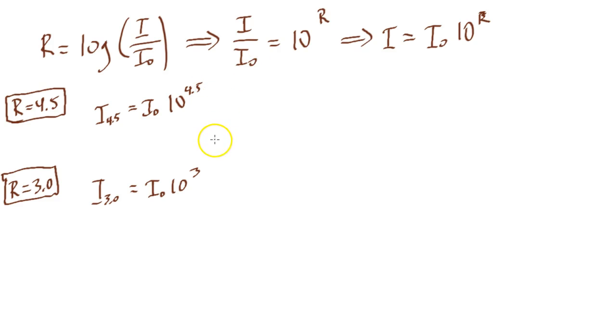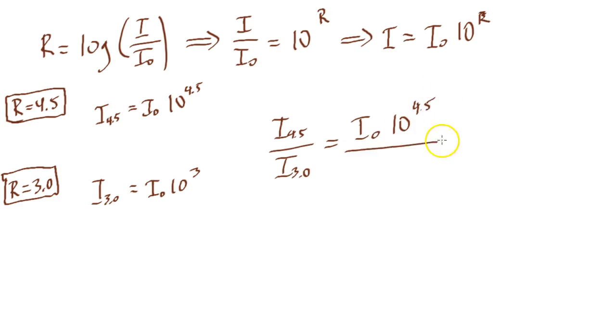And then from here, we want to know how much bigger, is it twice as big or is it 3 times as big? How much more intense is it if we have a magnitude of 4.5 compared to 3.0? So we want to look at the ratio, and so take I of 4.5 and divide that by I of 3.0. And this is equal to I sub 0 times 10 to the 4.5 over I sub 0 times 10 to the 3rd power.